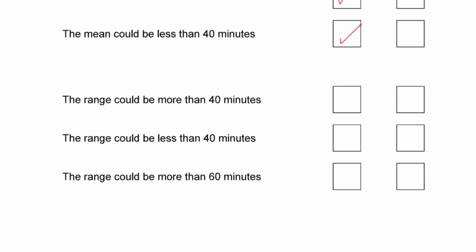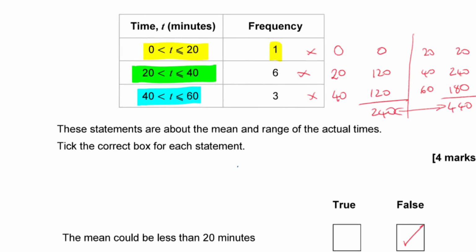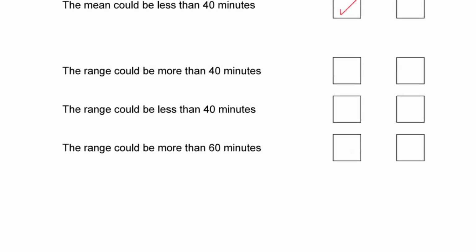Now, can the range be more than 40 minutes? The range is the difference between the highest possible value and the lowest. So let's take the lowest possible value for time in the first category and the highest possible time there. That would give us a range of around about 60. So could the range be more than 40? Easily, yes it could. Could the range be less than 40 minutes?